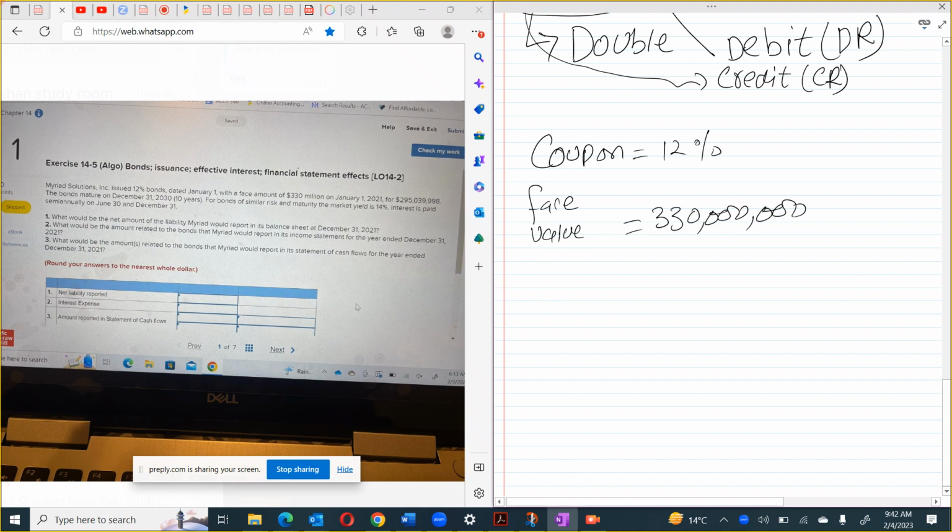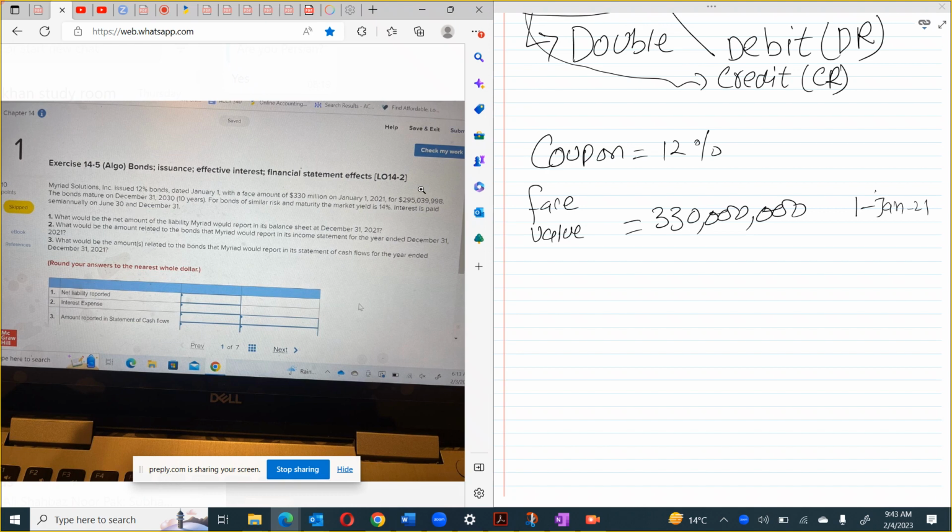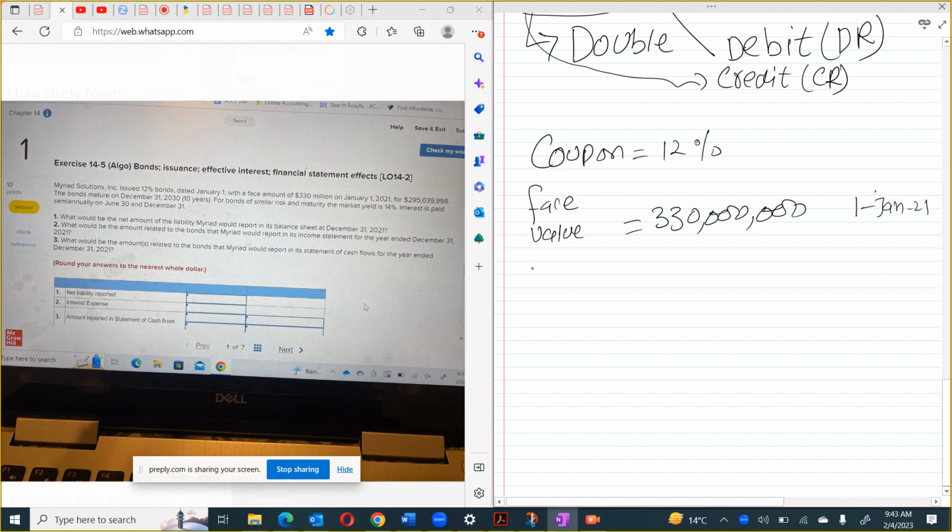On 1st January, what is the date? The issuing date is 1st January 2021. For 295, this is the selling price. This means we have the present value, and we do not need to calculate it. It is given in the question. The selling price and present value are the same thing.